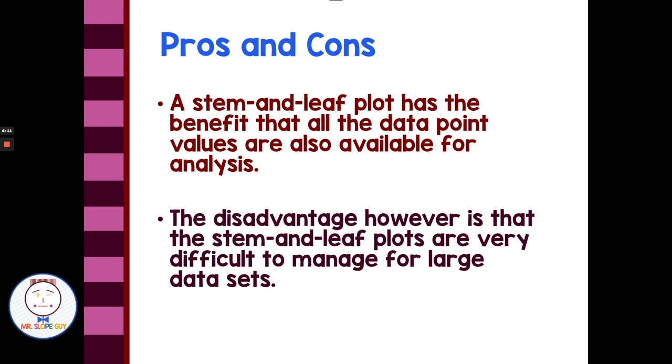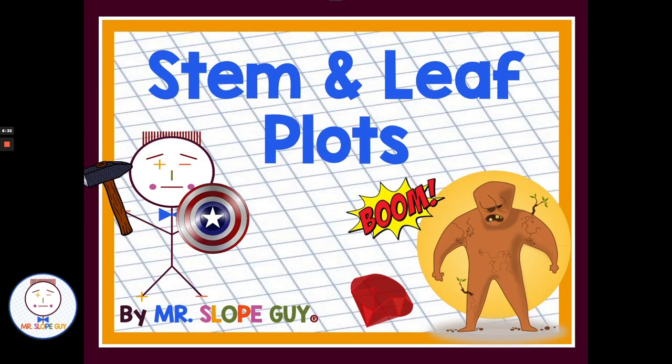One of the big disadvantages, besides grouping them in other ways, is that it doesn't work really well for large sets of data. So the disadvantage, however, is that stem and leaf plots are very difficult to manage for large data sets. So I hope that helps you guys get started on using stem and leaf plots. And I hope you guys have a great day.